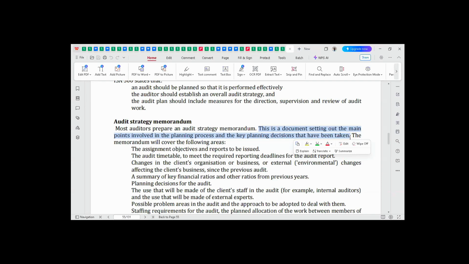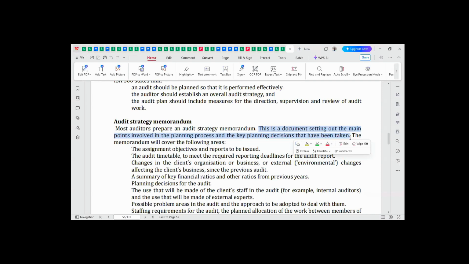So at the end of the day, when you're done with the engagement, you're going to go back to the audit memorandum and check. It's like a checklist of all the planning decisions that you have taken, to go and check if all the areas have been covered. That's why we call it the audit strategy memorandum.